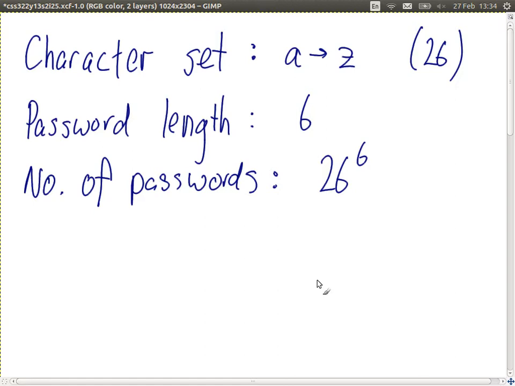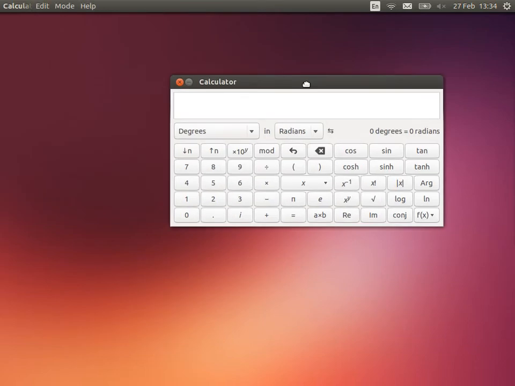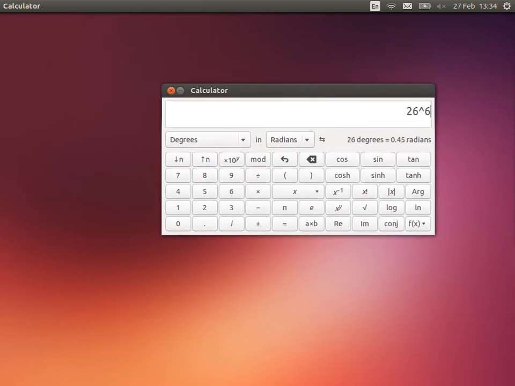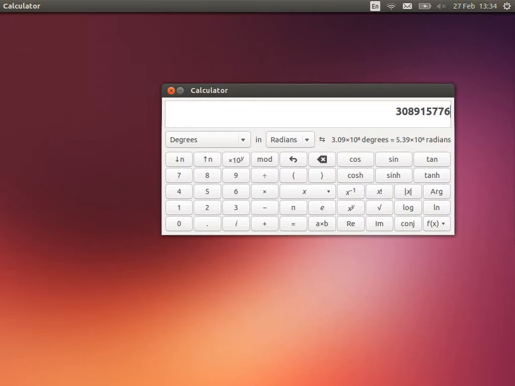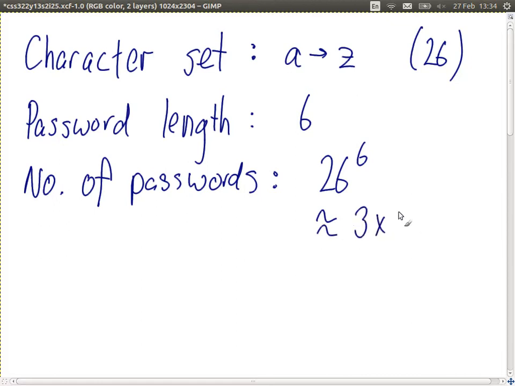How many is that? Let's just calculate. I need a calculator. 26 to the power of 6, just so we're... No, is what? 300 million about? Okay, that's about 308 million. Approximately 3 by 10 to the 8, 10 to the 8 passwords. Okay.